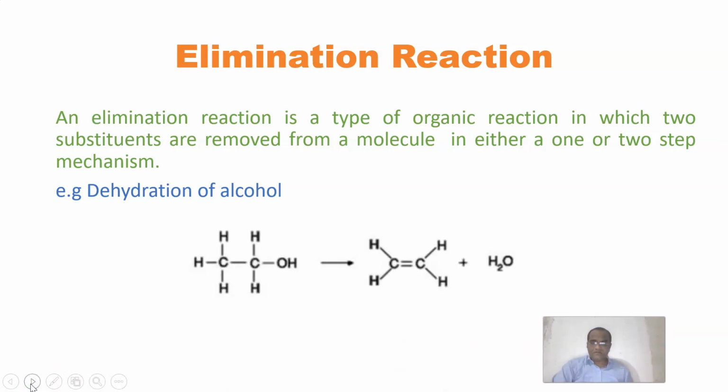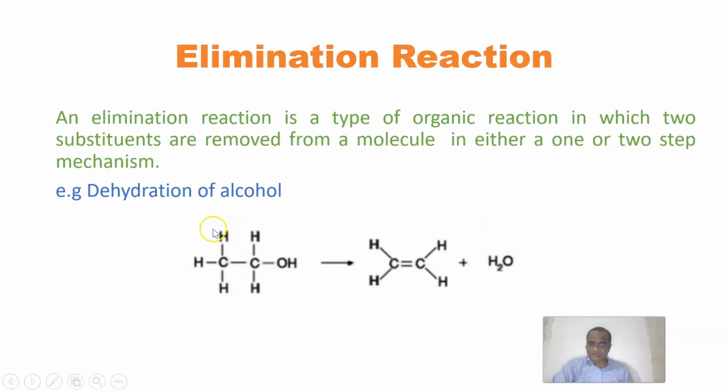Here you can see that 2 atoms are simultaneously departed in 1 step or 2 steps. Here you can see that hydrogen from a beta carbon atom has been removed, and also OH from the alpha carbon has been removed. Why is it alpha? Because it is having an OH group, so it is said to be alpha, and this carbon is a beta carbon, so alpha and beta. So one hydrogen has been removed, and this OH group has been removed. So there is removal of 2 substituents.